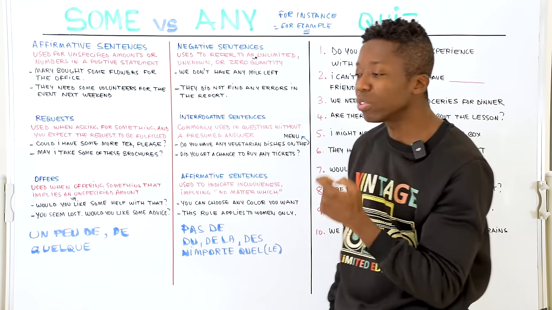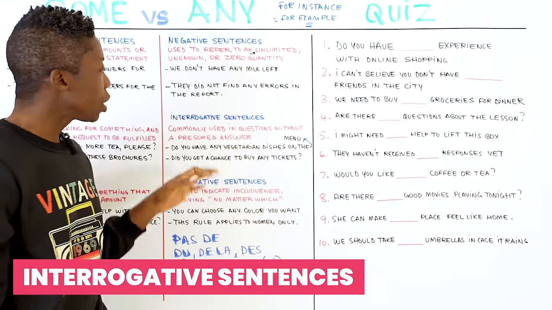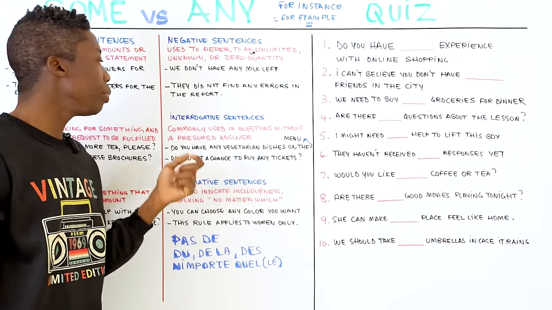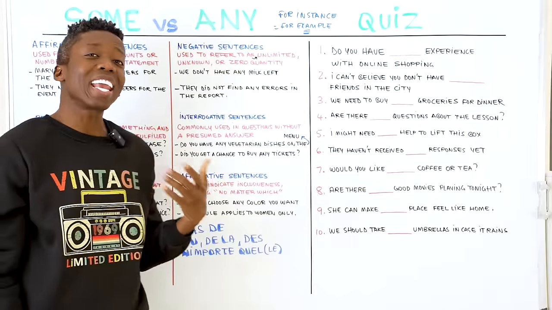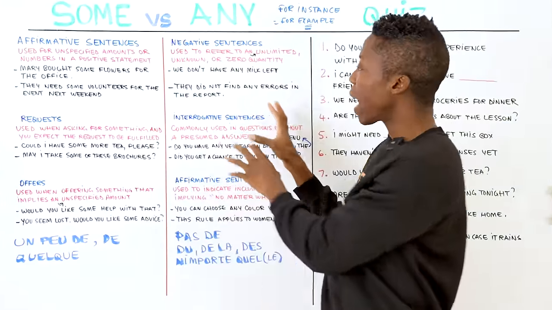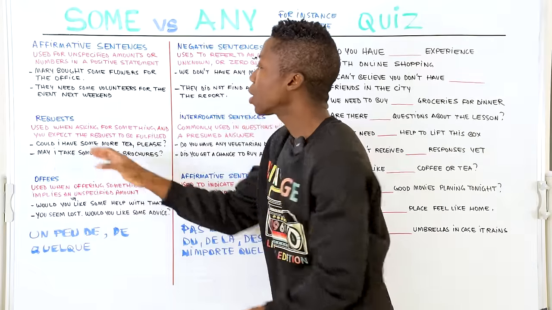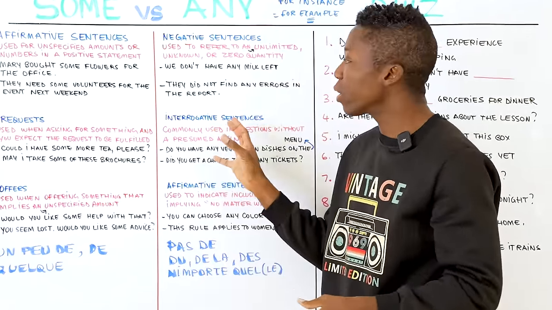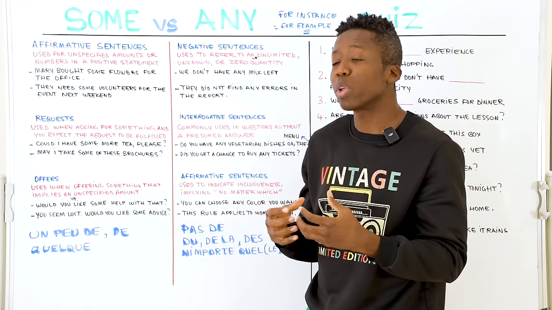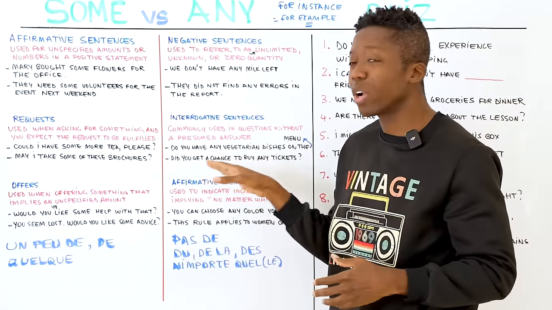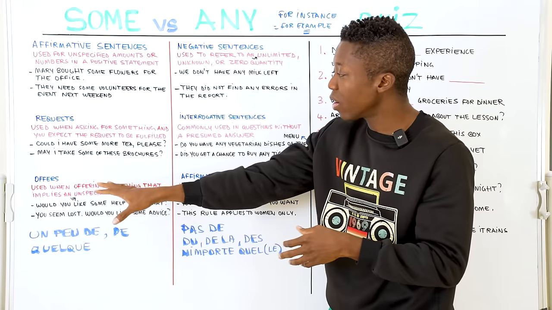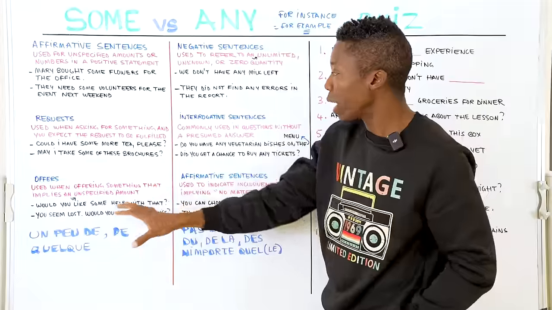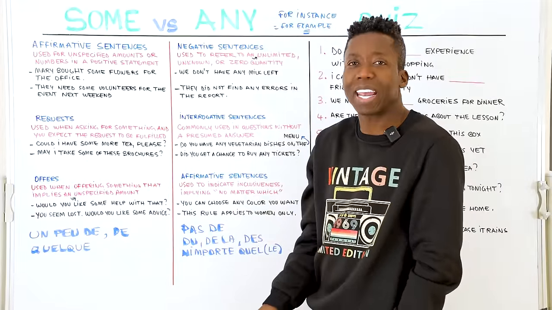All right, now we also use any in interrogative sentences or questions. So, it's commonly used in questions without a presumed answer, meaning that we don't know what the answer is. And if you contrast this with this, could I have some tea? This is a request and this is an offer, right? But here, we are looking for information. We want to get some information from the question that we are asking. Here, it's an offer, so the person is going to take it. We're not looking for information here, right? Here, you seem lost. Would you like some advice? That's not information that we're looking for.